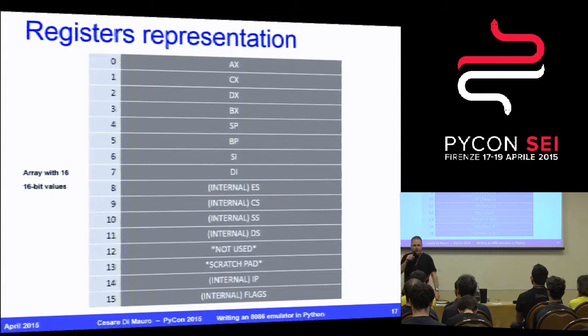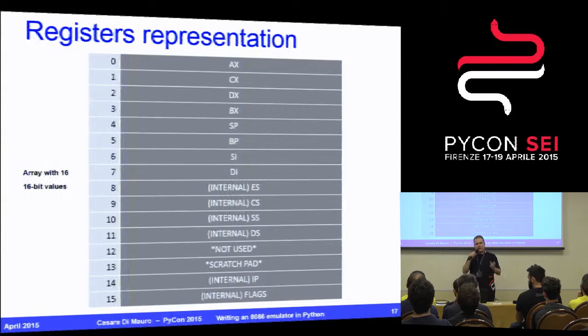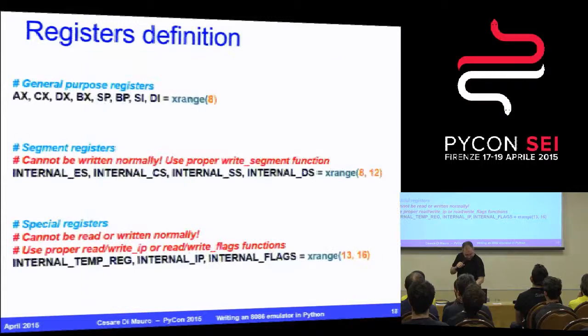How I decided to represent the registers: it's just an array of 16 elements of 16 bits, where the first 8 registers basically map the general purpose registers and the index registers. I also map the segments, the IP, and the flags. I labeled them internal because they need special treatment. We cannot directly manipulate them, usually. I will show it after.